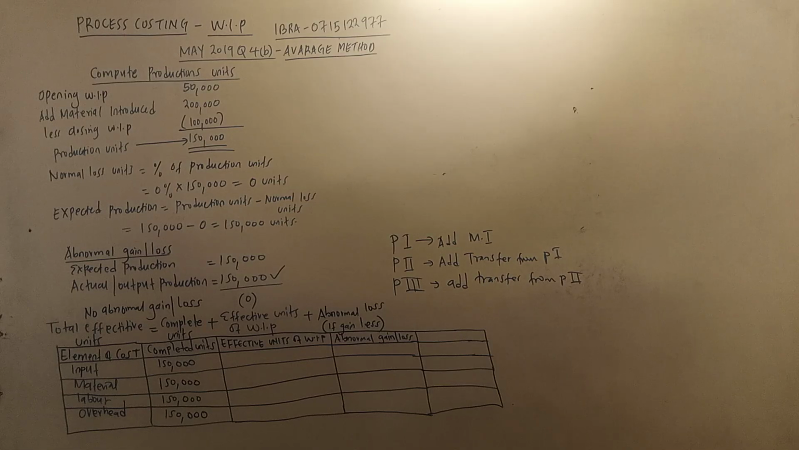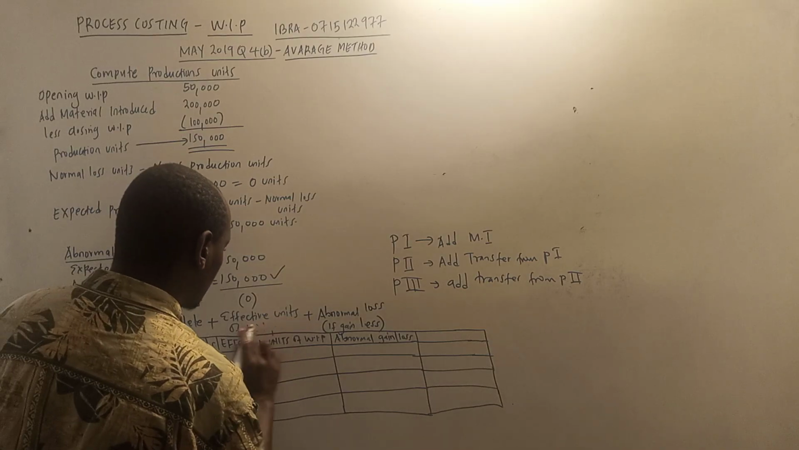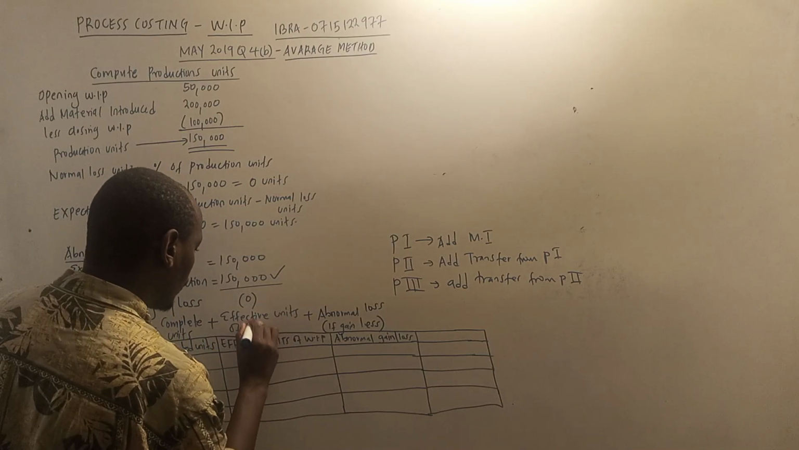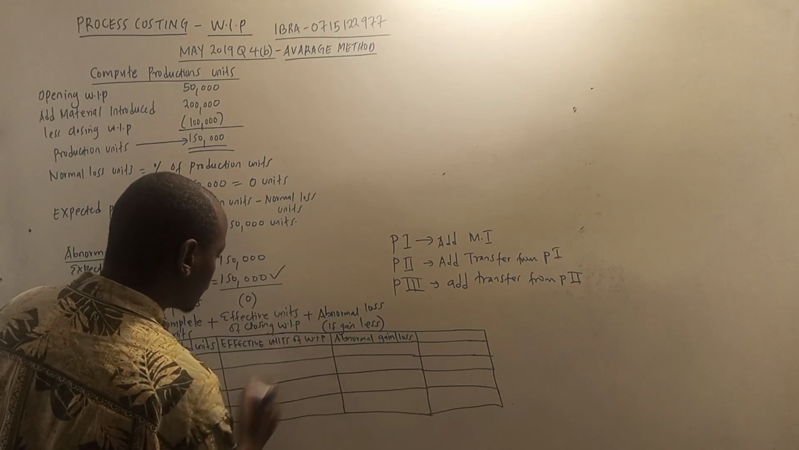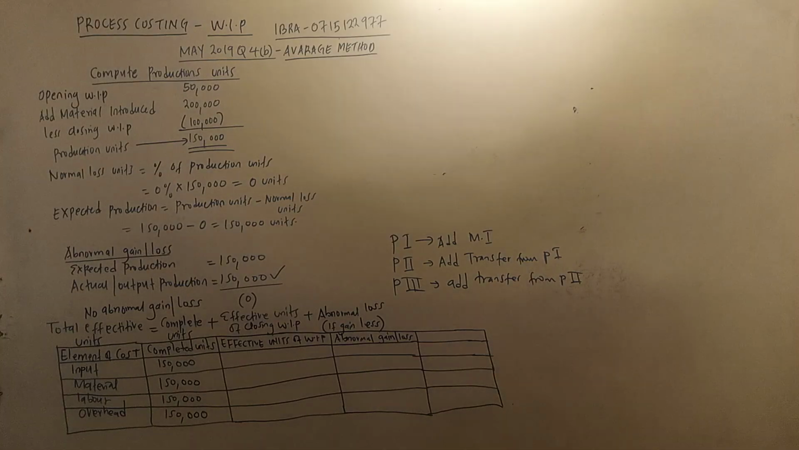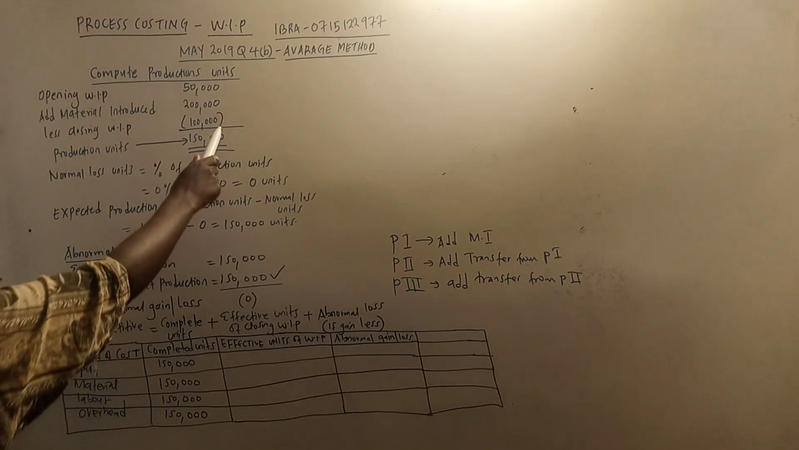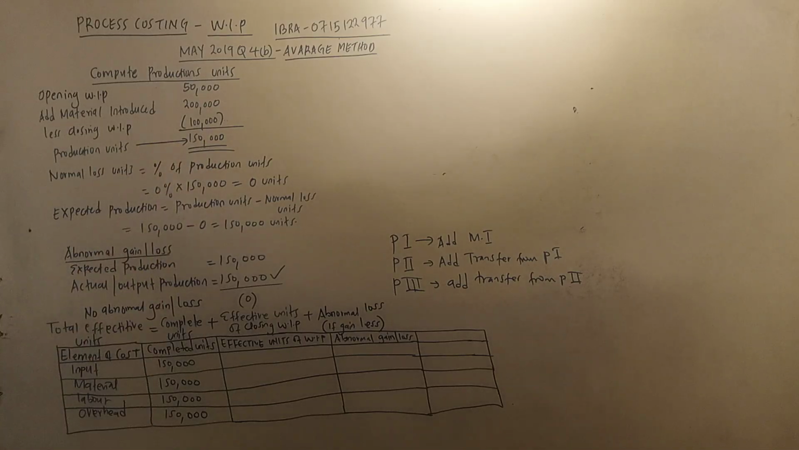Now for effective units of work in progress, remember it is for closing. It's supposed to be effective units of closing work in progress. For this one, we need to compute. Now, what is our closing stock? We have it here. Our closing stock is 100,000. That is our closing stock.